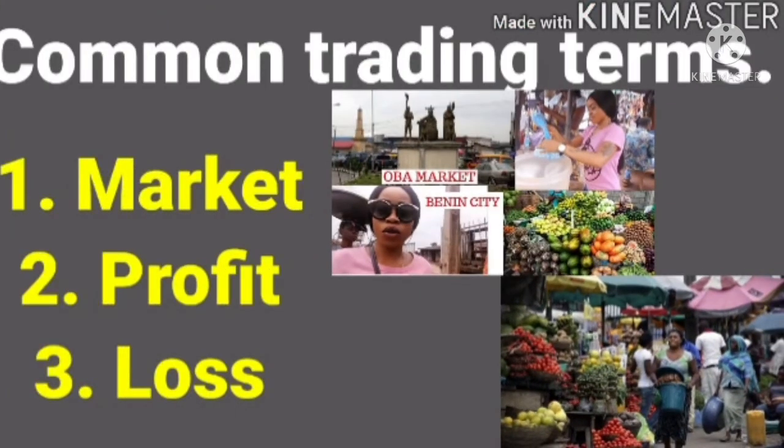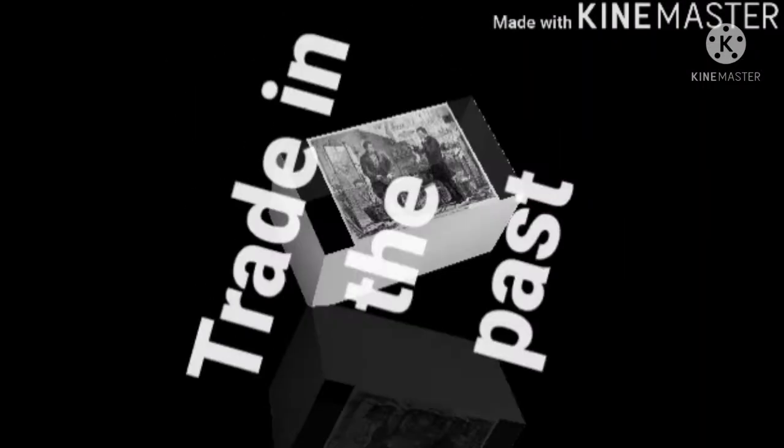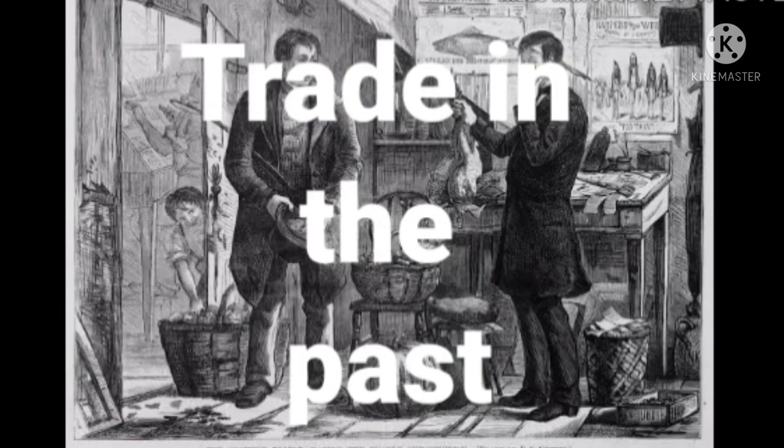Common trading terms. First, we look at market, profit, and loss. A market is a place where people buy and sell commodities. Examples of popular markets: you have the urban market in Benin City here. This is a typical market in Nigeria. You have the Abuja market, Mile 2 market, you have the Regbeni market. Lots of markets. Profit is when a trader is making money, and loss is when the trader is not.